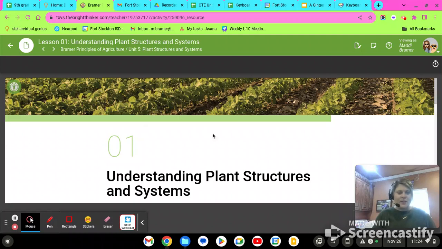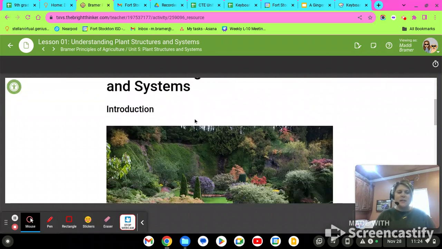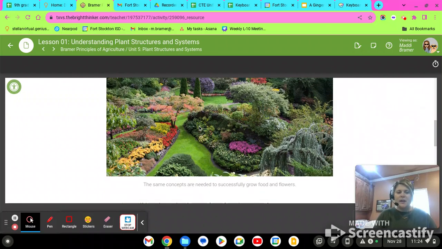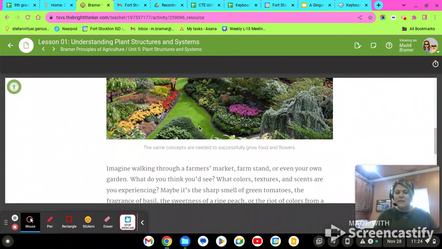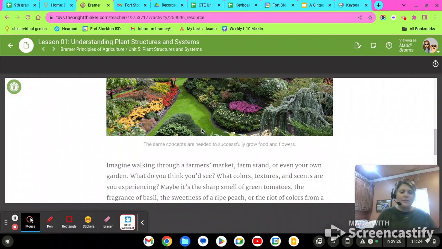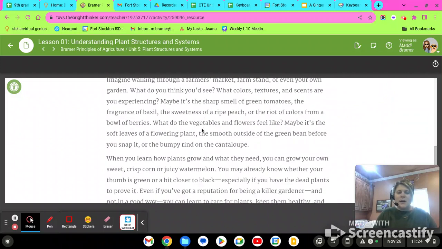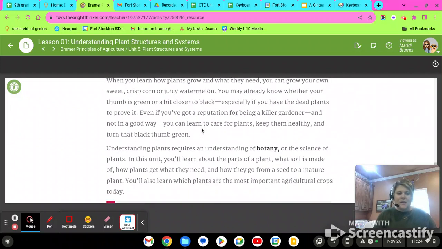Good morning, guys. We are on Unit 5 in Principles of Agriculture, and we're going over plants this unit. This unit is just talking about understanding plant structures and systems. It's a really beautiful picture of a lot of plants going together. Remember, plants are not just crops or things that we eat, they also include flowers, trees. The list goes on and on. Plants are very important to agriculture and to society.